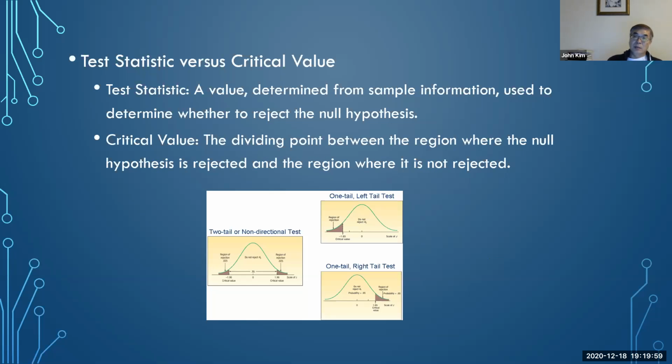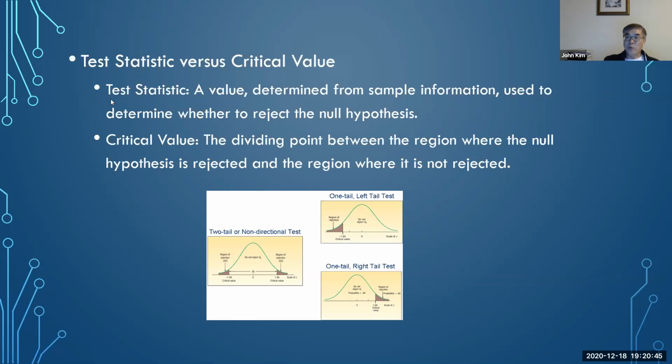Okay, test statistic and critical value: test statistic calculation, and then the critical value from a chart. The boundary, if it is two tail, then there are two boundaries, left and right, two sides. That is here and here. Those boundaries are the critical values for a two tail test. Then one tail test, left tail, left side, critical value here, boundary, and right tail, right side, critical value here.